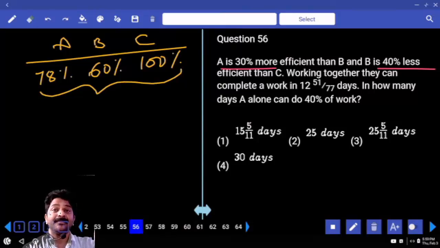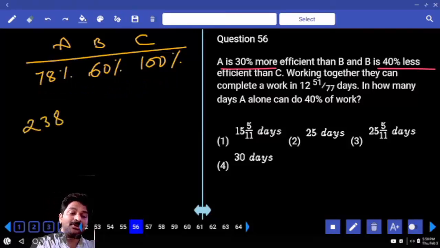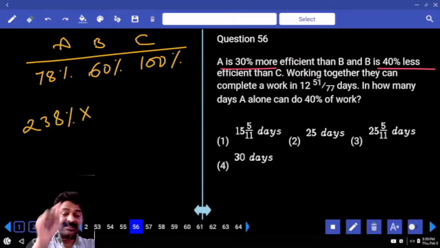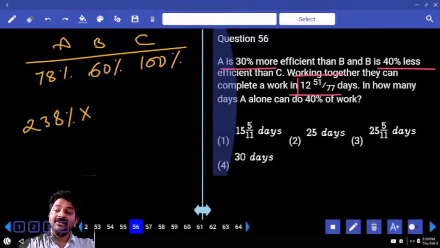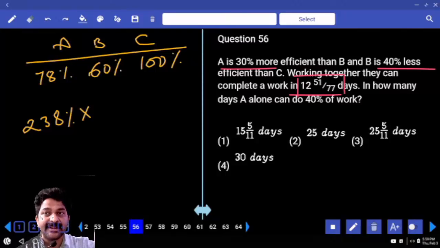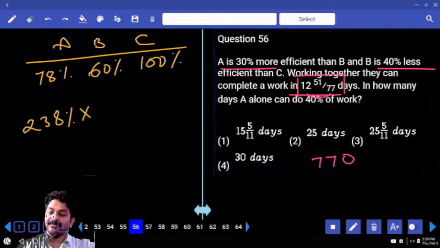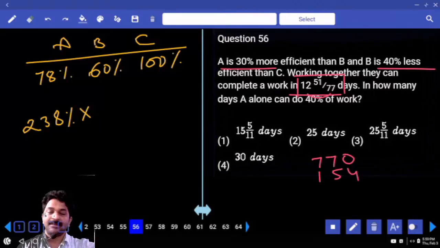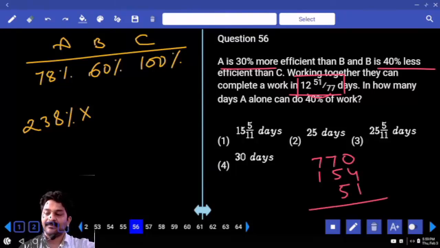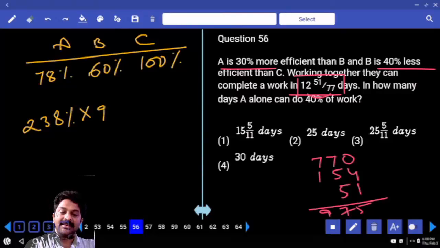All three members together can do 238% efficiency. Now, working together with this efficiency, they need 12 1/51 by 77 days. Correct? 12 into 77 is 10 times plus 2 times, and our numerator is 51. So the total is 975 by 77.